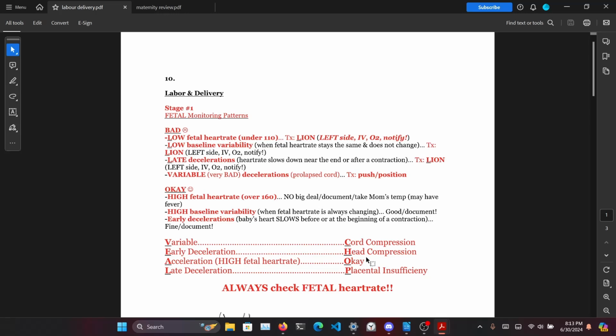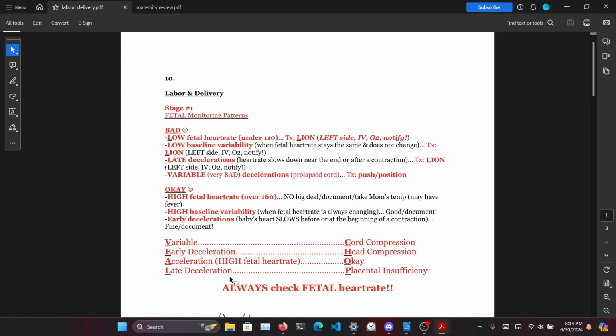As soon as the baby moves or the contraction stops, the heart rate comes back to normal, and then it's fine. But if it goes below 100 beats per minute, then you have to notify the doctor. So early deceleration happens because of head compression, but it is fine as long as the heart rate stays above 100 beats per minute, and as soon as the contraction stops, it should be okay, right? You should just do the documentation in this case.